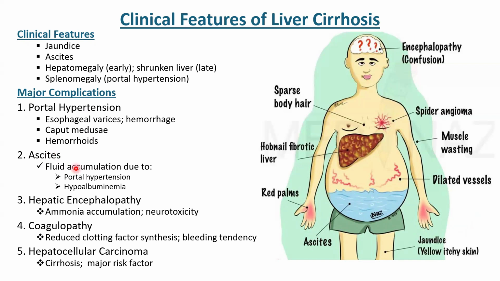Also, ascites, that is fluid accumulation due to portal hypertension and hypoalbuminemia, as you can see in this image. Hepatic encephalopathy, as we saw earlier, is due to cerebral edema, ammonia accumulation and neurotoxicity. We talked about coagulopathies due to reduced clotting factor synthesis, leading to increased bleeding tendencies. And then it can also lead to liver cancer, hepatocellular carcinoma, for which the major risk factor is cirrhosis.